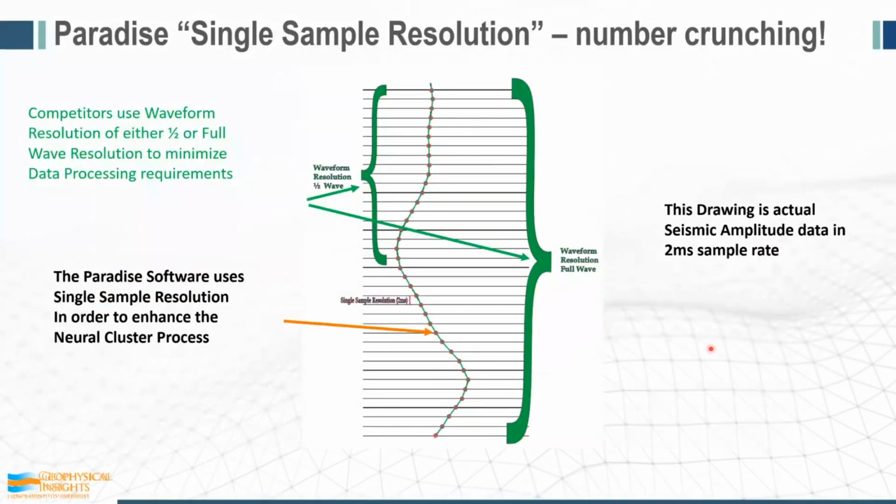When I talk about sample resolution, a traditional wavelet, depending upon the frequency of the data, could be 30 or 40 milliseconds. Well, if you are mapping a peak or a trough or a zero crossing, you're parsing that data 4 times. However, if you are working with 2 millisecond sample intervals, you're looking at that data 20 times. So you're getting 5 times as much information out of the data as you normally would if just mapping a peak or trough or a zero crossing. And that's really important when you're looking at thin beds.